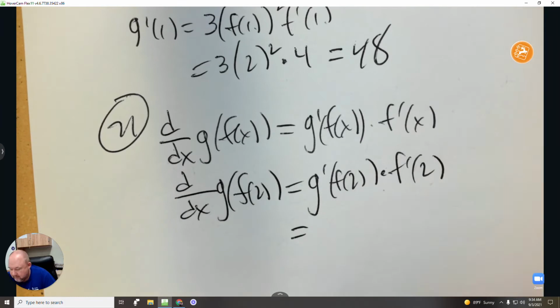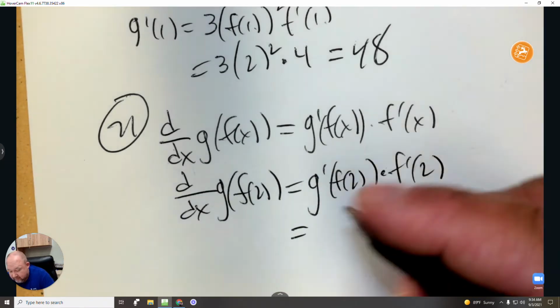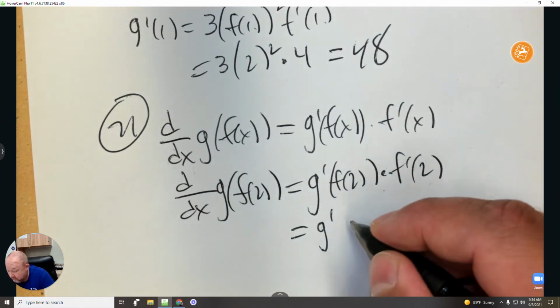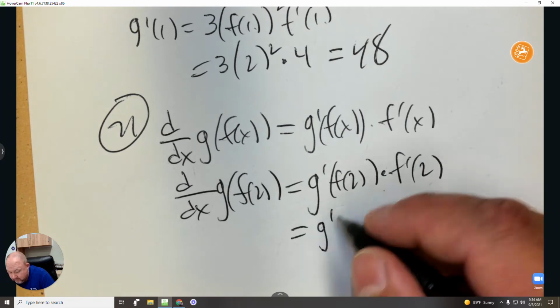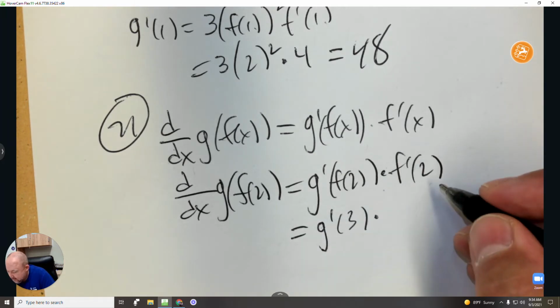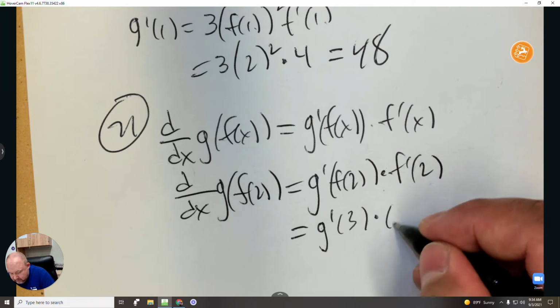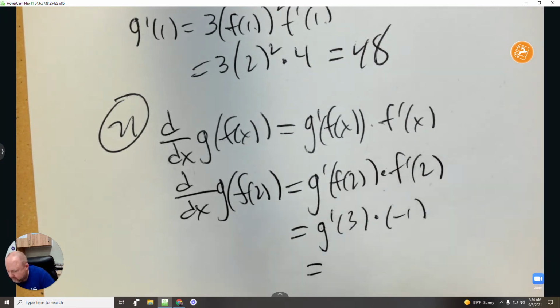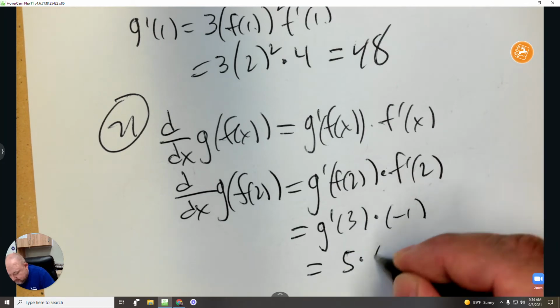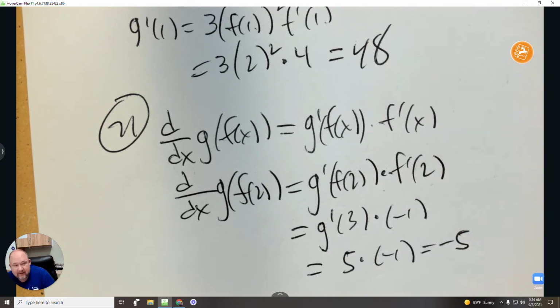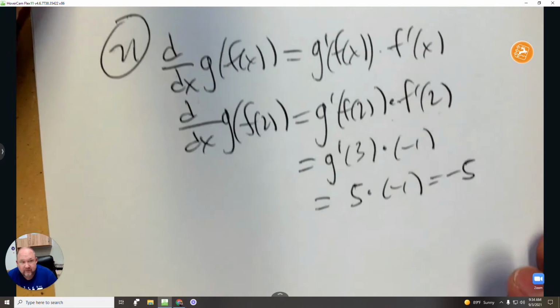And then I need the question, so it tells you what these values are in the question. So f at 2 is 3. F prime at 2 is negative 1. And then one more time, g prime at 3 is 5. And so that answer is negative 5.